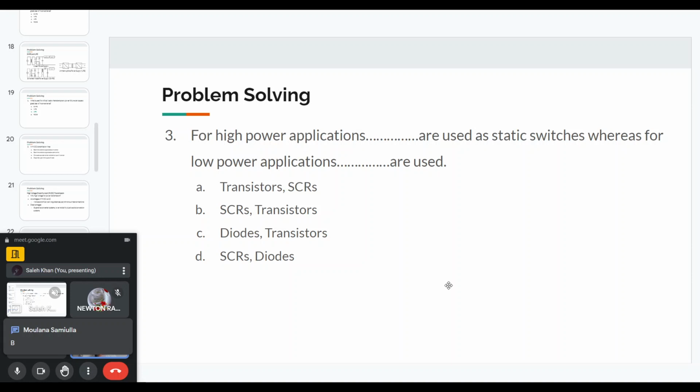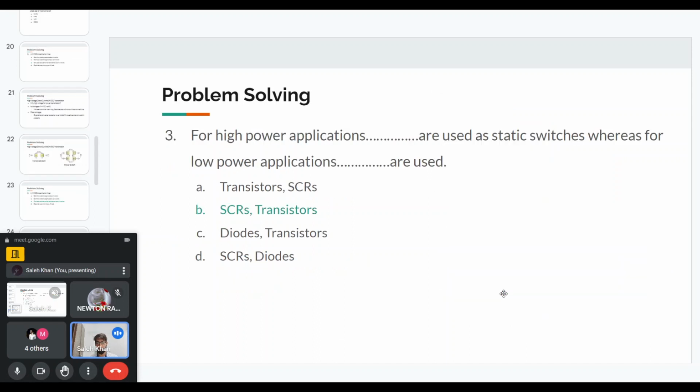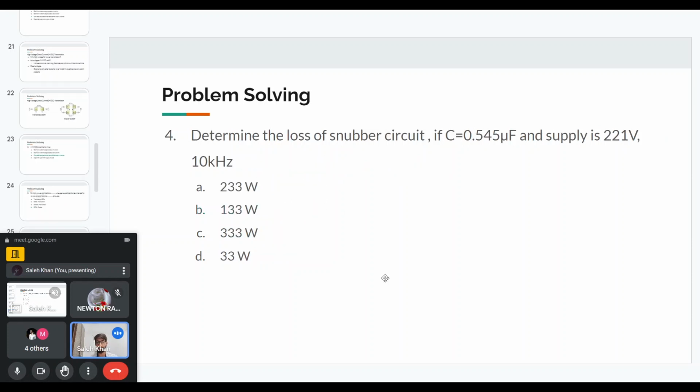Yes, this we have studied in the first 2 weeks. Thyristors are used for high power, low switching frequency applications, whereas transistors like IGBT, MOSFET, and BJT are used for low power applications but for high switching frequencies. So the answer to the third problem is: SCRs are used for high power applications, whereas transistors like IGBT and MOSFET, usually these two in power electronics, are used for low power applications.